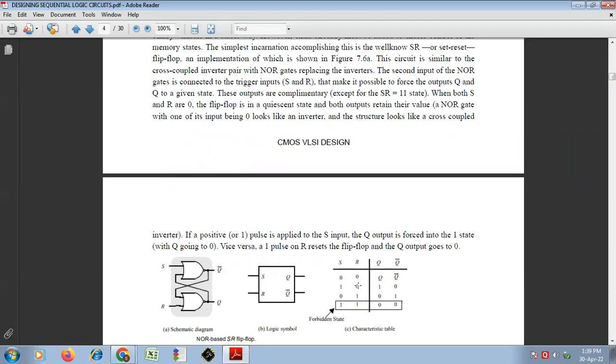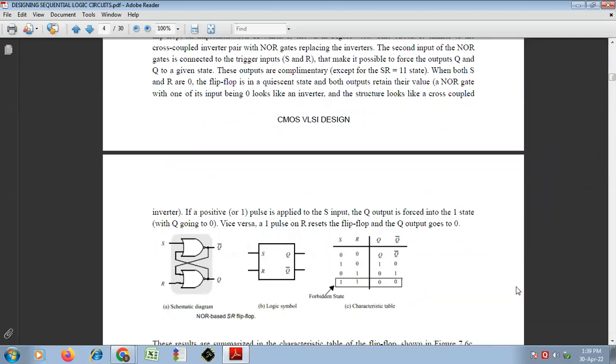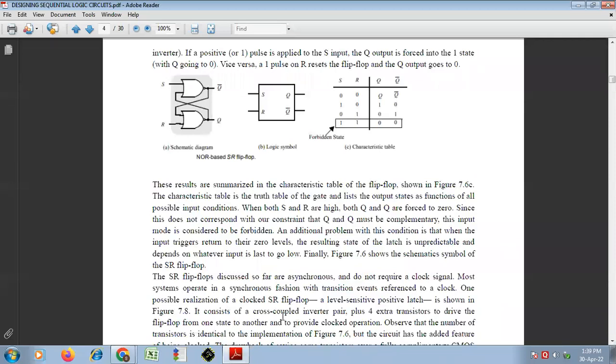Now this R will become 0, and if we reset, that is, if you apply 1 to the R reset, then it will shift to 0. That means S you can say is a buffer, but R is a kind of inverter. See, for R it is 0, output is 1, and for 1 output is 0. That means this R reset is acting as an inverter, right?